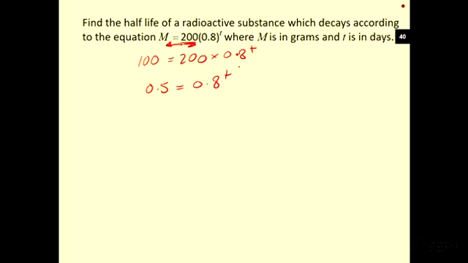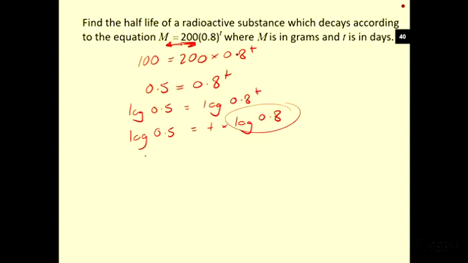All half-life questions come down to a half equals something to the t. And log it. Log of the left is log of the right. That power is allowed to come down to the front now and multiply the log 0.8. I want the t by itself, so I'm going to divide both sides by log 0.8. On the left I've got log 0.5 over log 0.8. On the right I'm just left with the t.